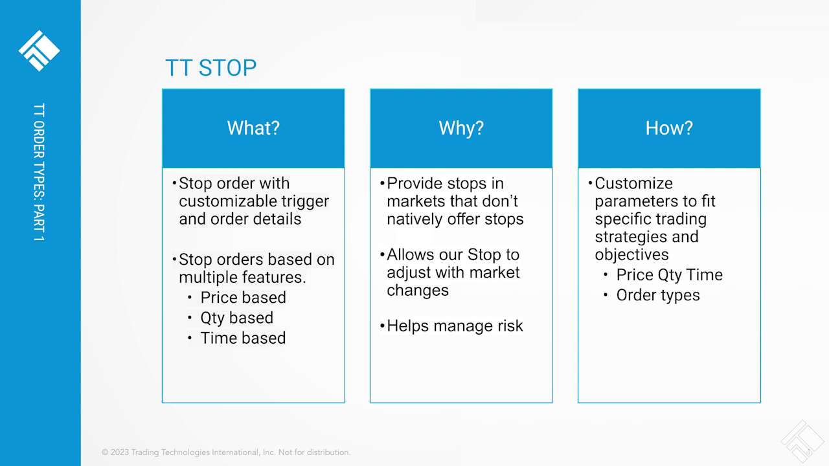So in this case, the TT stop, what is it? All right, so it is stop functionality with some additional, customizable triggers and order details. The stop is going to be based on a lot of different features, so price, quantity, time. We're going to go through how to bring these into the stop itself. And why do we have this? And why offer a TT stop?